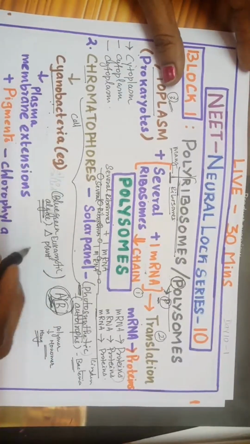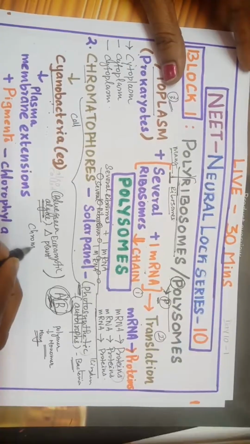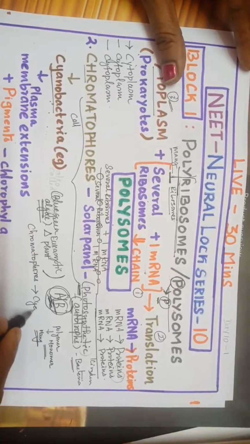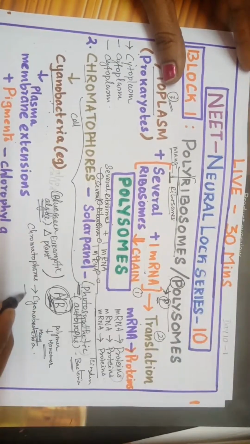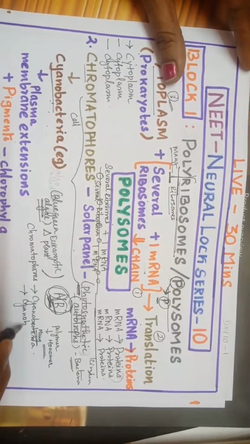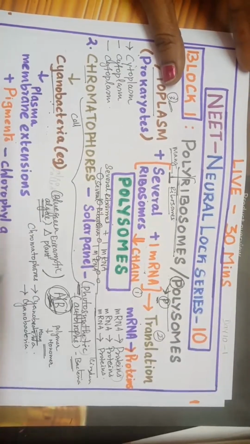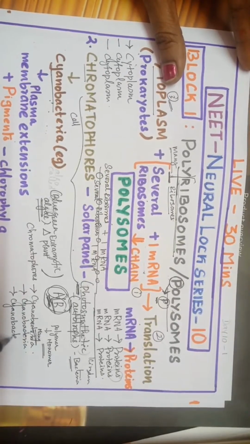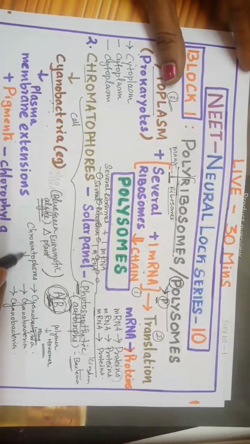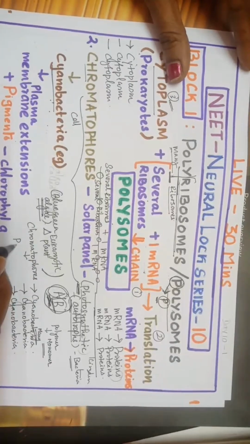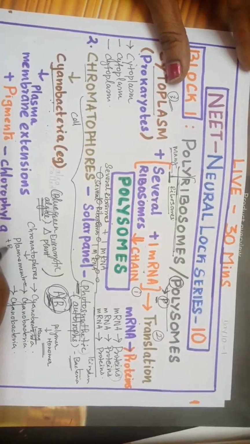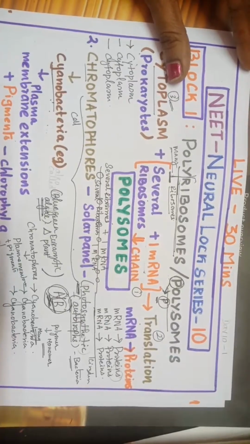Shall we start writing the code words? Chromatophores are seen where? In cyanobacteria. Chromatophores are present in cyanobacteria, which is also called blue-green algae. Cyanobacteria is also called blue-green algae, but it is not an algae, it's a prokaryotic bacteria. Now, what are chromatophores? I am going to say they are plasma membrane extensions plus the pigments. What is the pigment? Chlorophyll A.